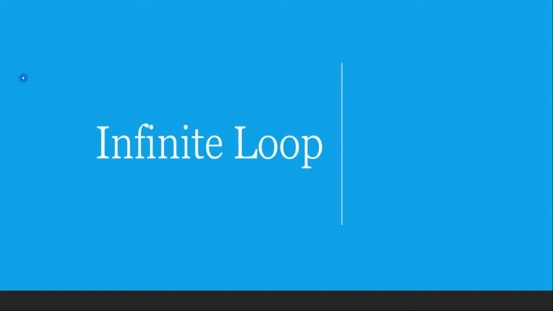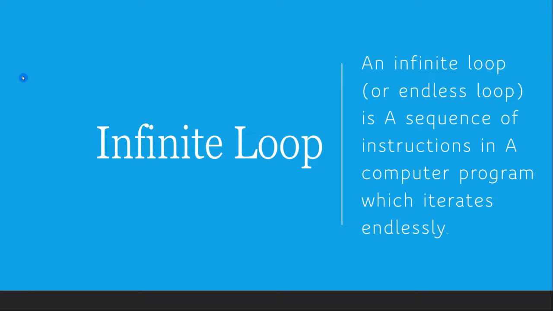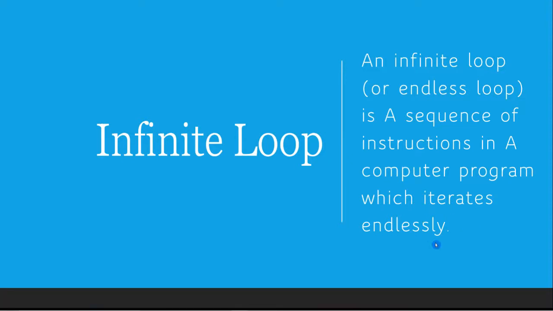Infinite is nothing but, you all know the meaning of that, right? Infinite is nothing but a thing which has no end, endless loop. So that is what an infinite loop or endless loop is: a sequence of instructions in a computer program which iterates endlessly. So there will be no end for your program. It will keep on showing the output based on the input which you are giving. Okay, let me show an example for this.